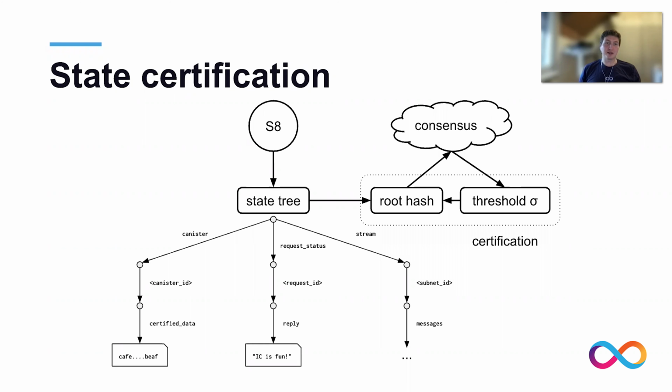For example, if you certify some piece of data in a canister by calling certified data, a system API call, it's populated in the state, and then it's mapped in the tree to the path canister, then your canister ID, and then certified data, and the blob. If you send a request and the system produces some reply, it goes to request status, then the request ID, which is a long hash computed according to the spec, and then reply and the actual blob of the reply.